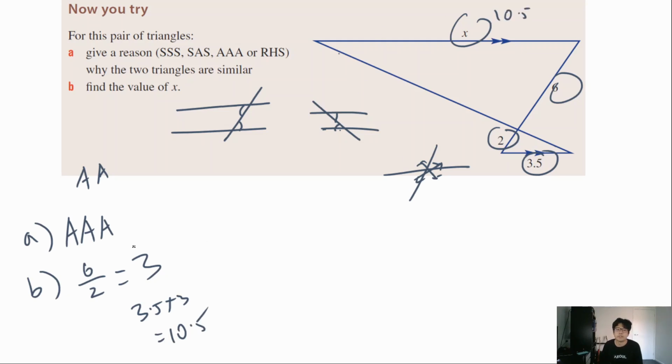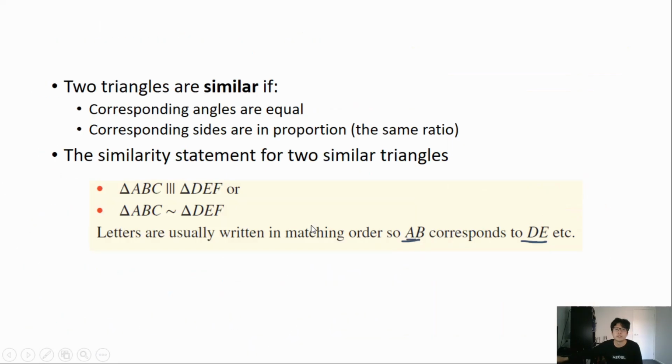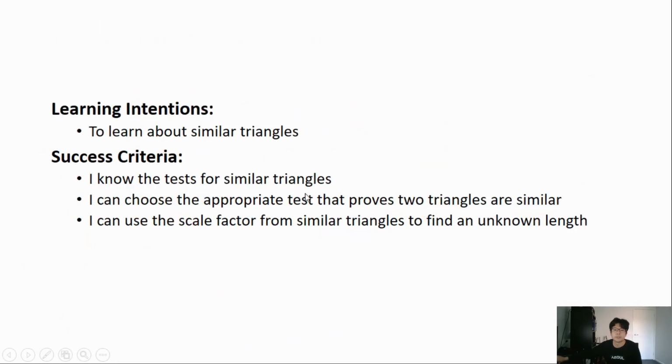Give yourself a tick for each one you got correct here. Alright, so that brings us to the end of this video. Hopefully you guys now know the test for similar triangles, can choose the appropriate test that proves two triangles are similar, and finally can use the scale factor from similar triangles to find an unknown length.